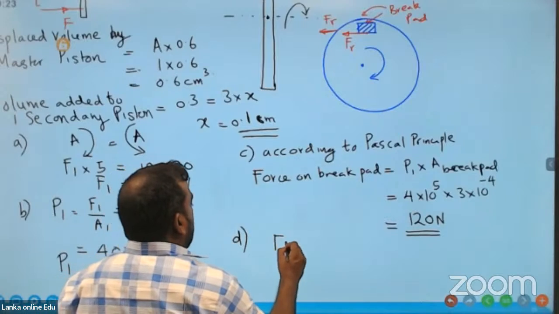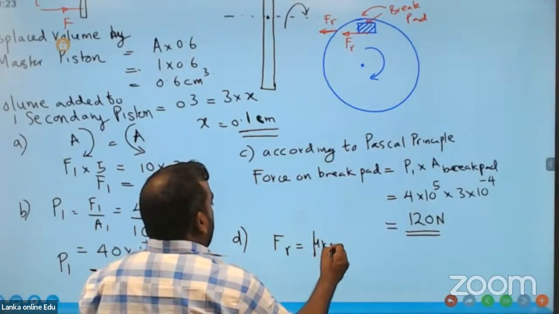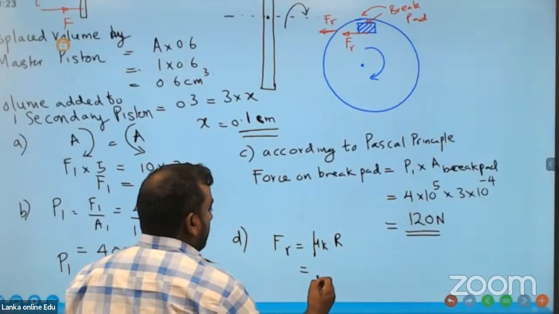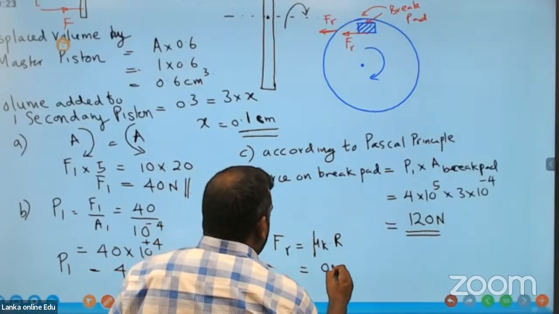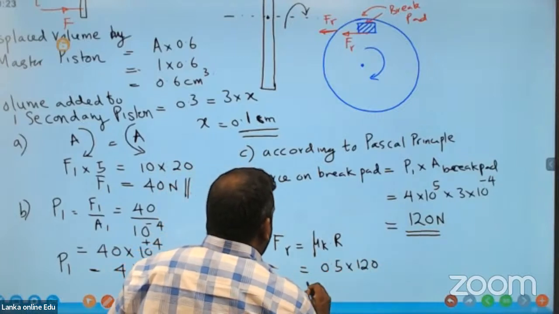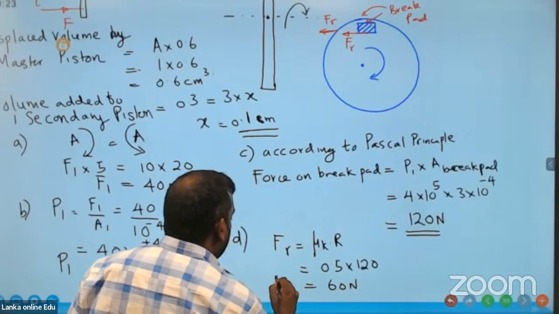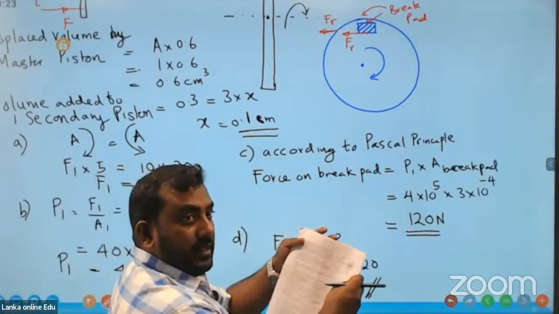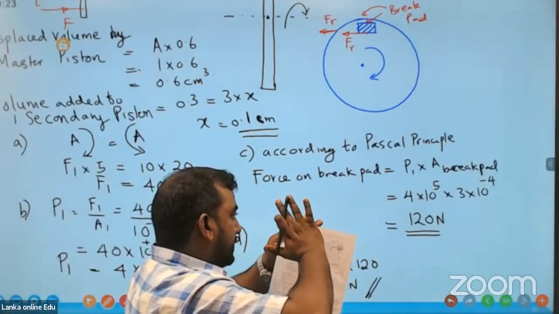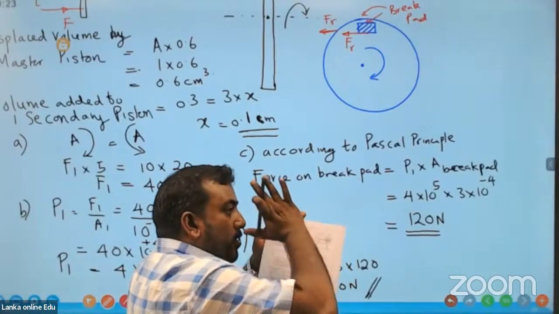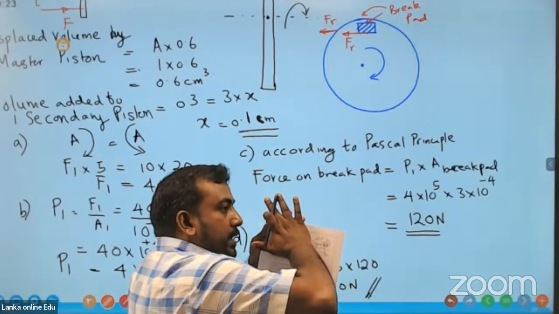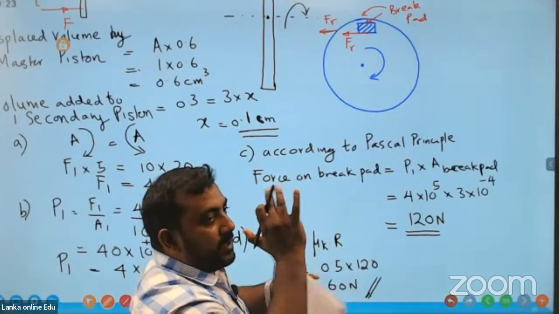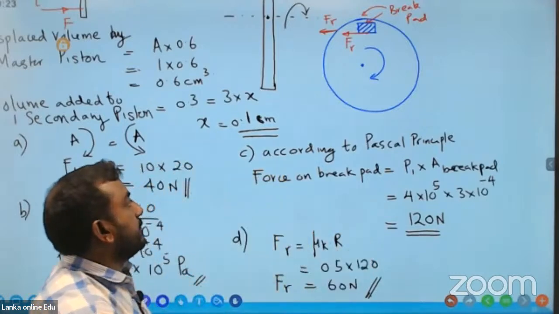calculate the frictional force. Frictional force is mu k times normal reaction. Normal reaction is this applied force by the brake pad. Coefficient of friction 0.5, normal reaction 120. Friction force is 60 Newton. There you go. So the wheel is rotating, you are applying brake. The brake pad is applying 120. Hand is pushing on the wheel with 120, wheel is pushing on the hand with 120. So normal reaction is 120. Right.